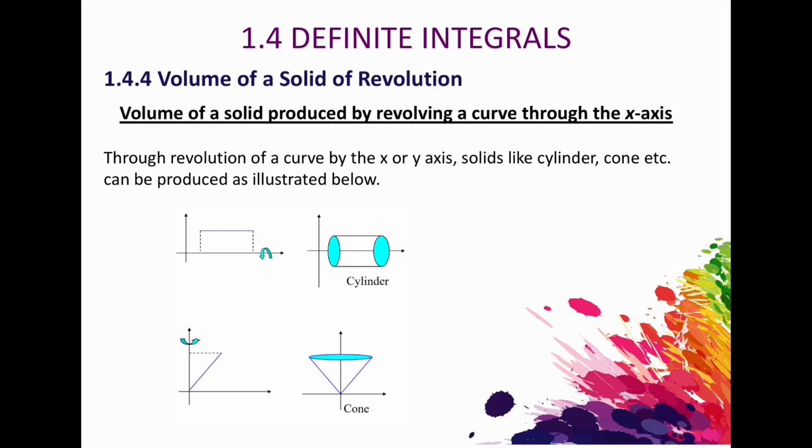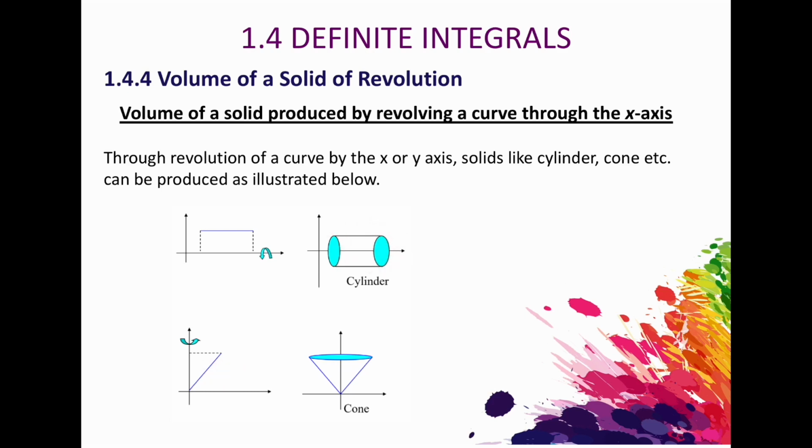Through revolution of a curve about the x or y axis, solids like cylinders, cones, etc. can be produced as illustrated below. As you can see from the first diagram here, there is a straight line. When this straight line is rotated about the x-axis, it doesn't matter which direction, it will produce a solid in the shape of a cylinder.